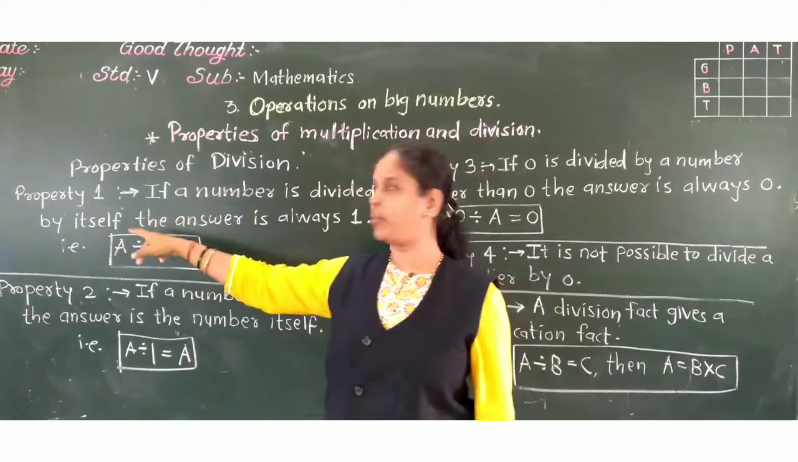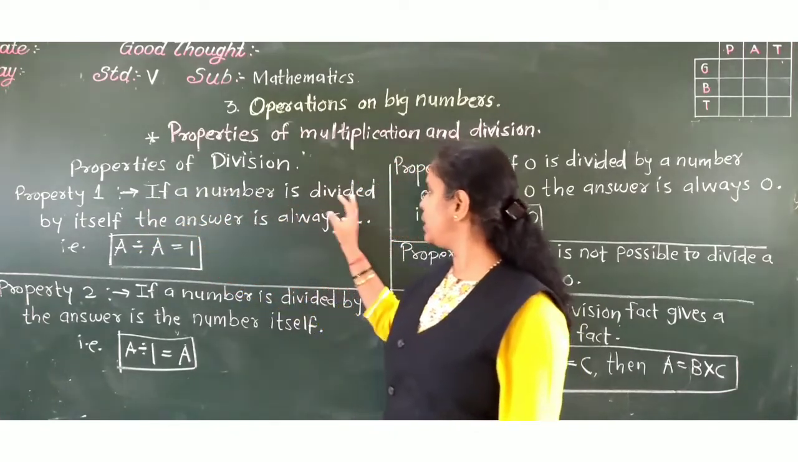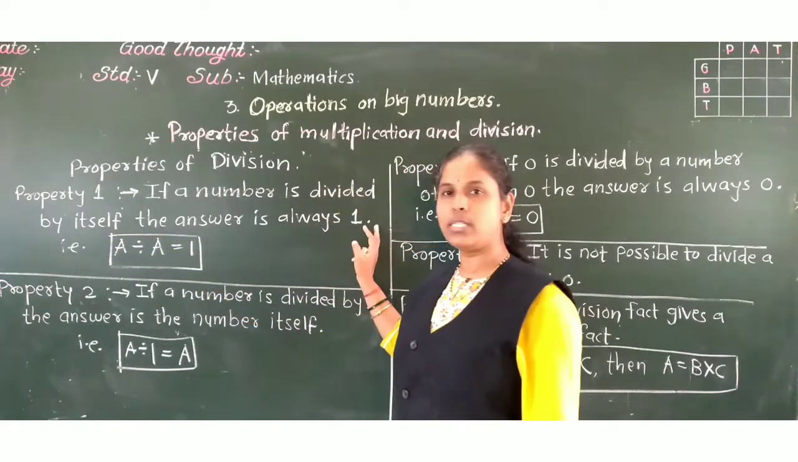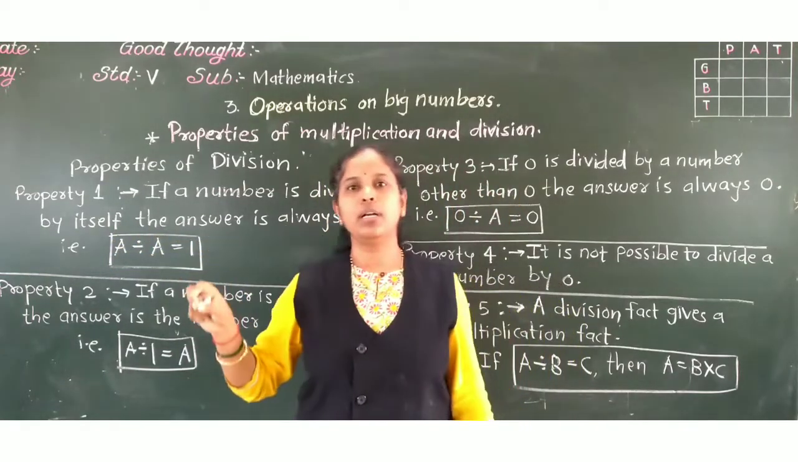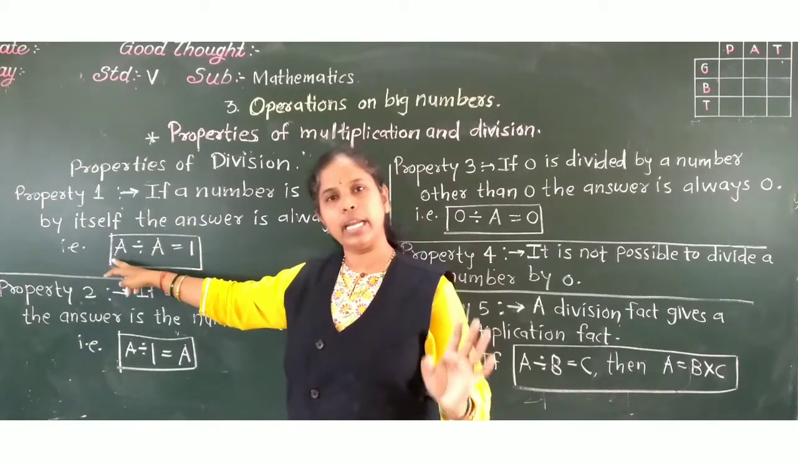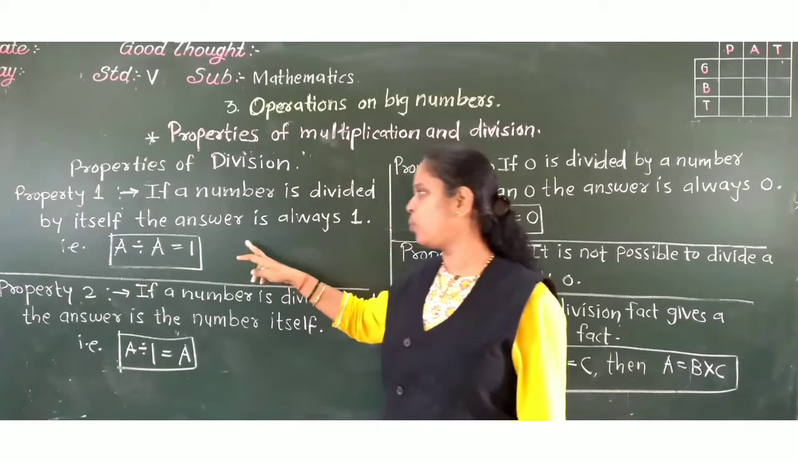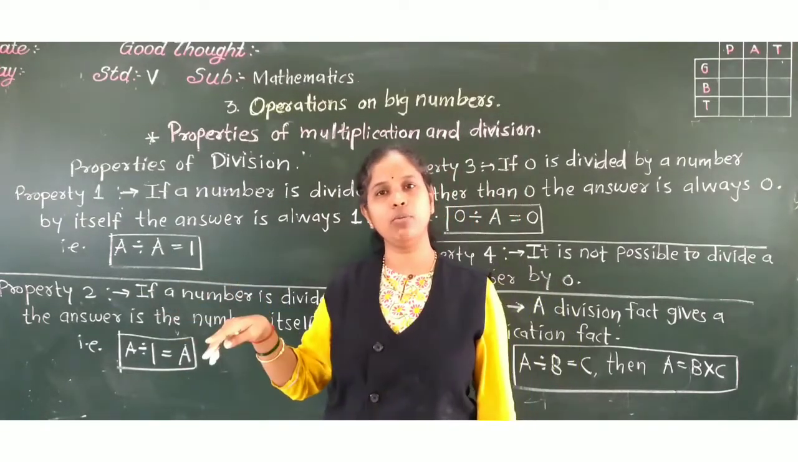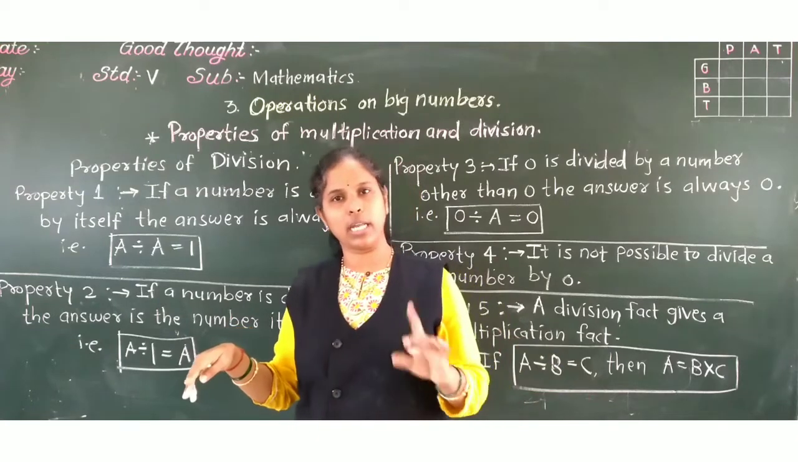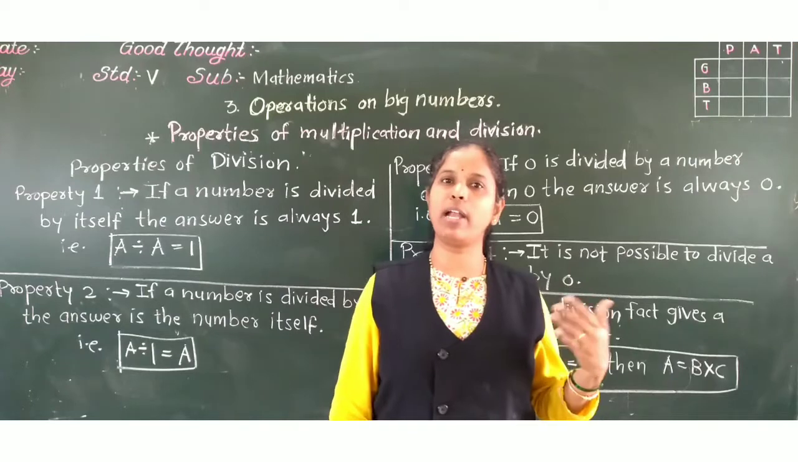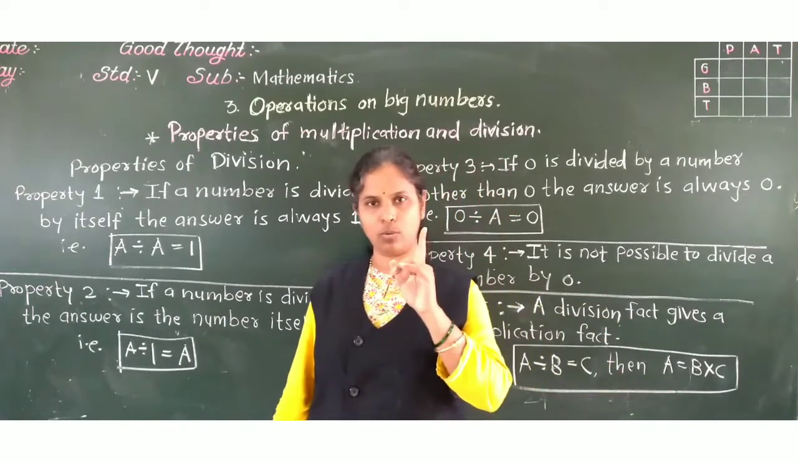In that, the first property is: if a number is divided by itself, the answer is always 1. That is, suppose A is any number, then A divided by A will give the answer 1. 6 divided by 6, the answer will be 1. 30 divided by 30, the answer will be 1. That means if any number is divided by itself, we get the answer 1.